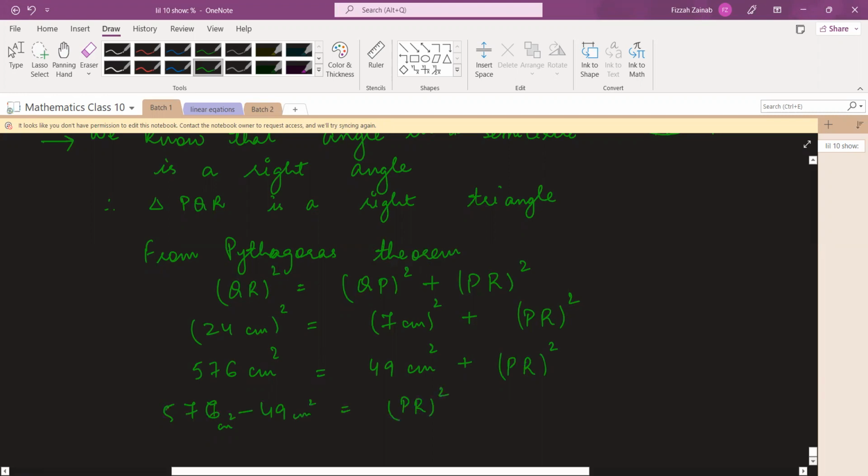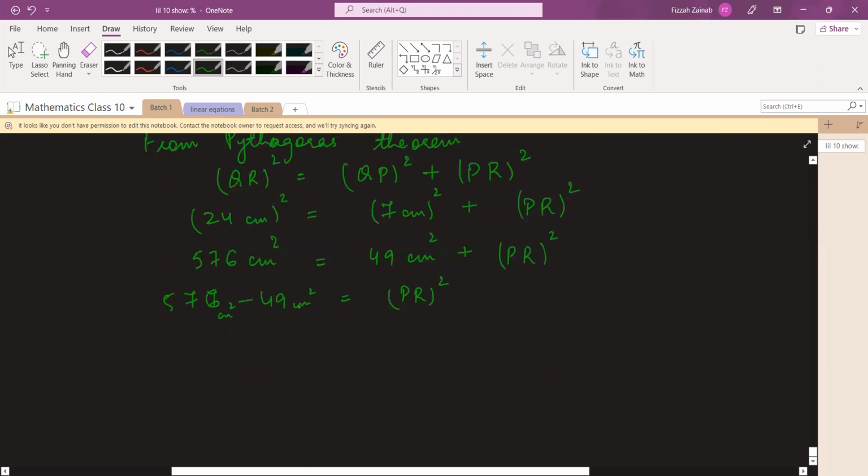Okay, so how much is this? 16 minus 9 will be 7. Then you have 6 minus 4 will be 2. Is that correct?